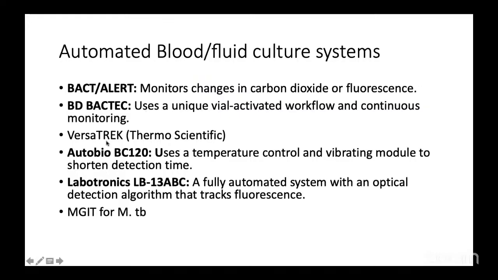Now we are all familiar and we've all grown up with these systems, the BacT/Alert system or the BD BACTEC system. Either they are based on changes in the carbon dioxide or they are based on the changes in fluorescence. Then there is VersaTREK, a very similar system to BacT/Alert from Thermo Scientific. There is an Autobio BC120, which uses temperature control and a vibrating module to shorten the detection time. And then you have a Labtronics, which is a fully automated system with an optical algorithm that tracks fluorescence. Then for Mycobacterium tuberculosis, you have MGIT, which again is a very familiar terminology.